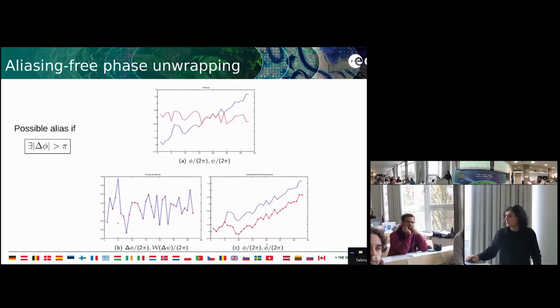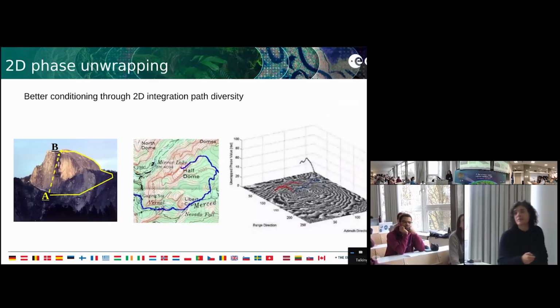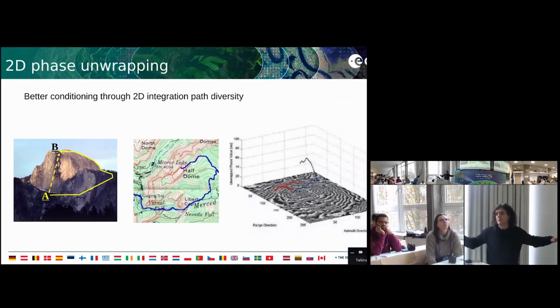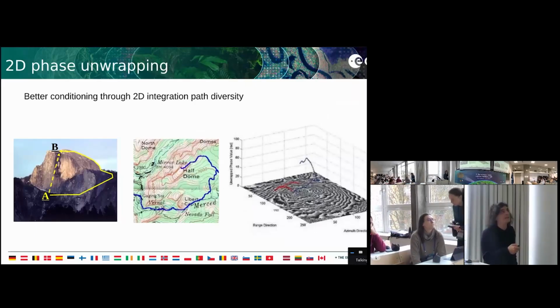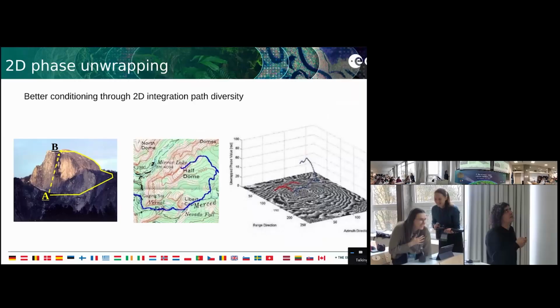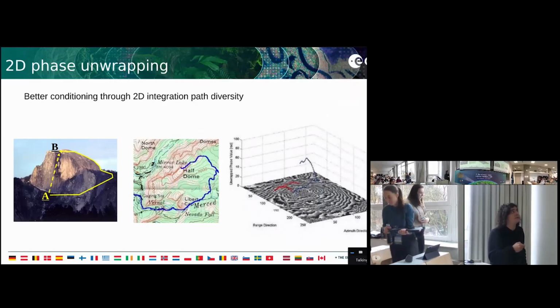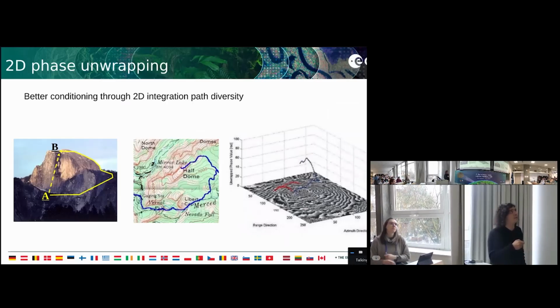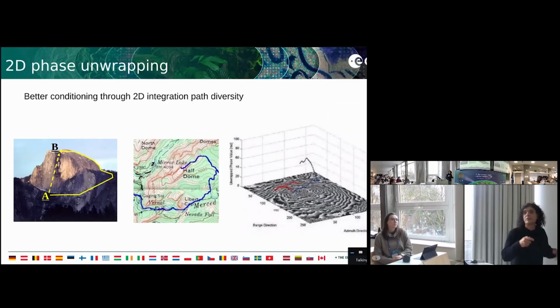And in order to avoid this nonsense, in 2D, you can use a very simple fact that what you want to retrieve, a DEM, is a gradient field, okay? So this is a mathematical property. In practice, what does it mean? It means that when you start from point A to point B, you should have the same height difference independently of the path you follow to go from one point to the other. Here you can go to the right of the mountain directly, if you're a good climber, to the left, etc. Okay. And all these paths should give you the same results.